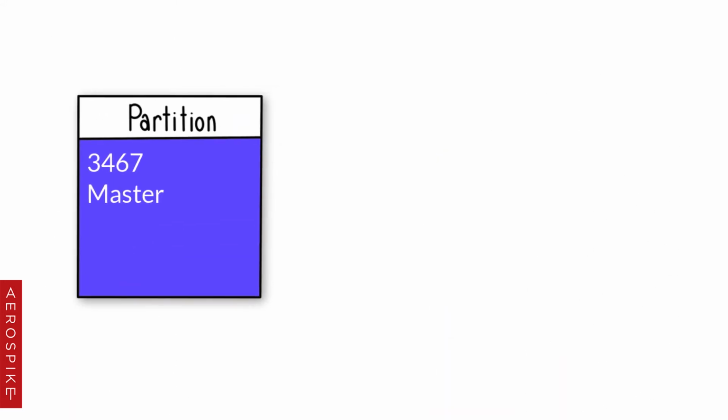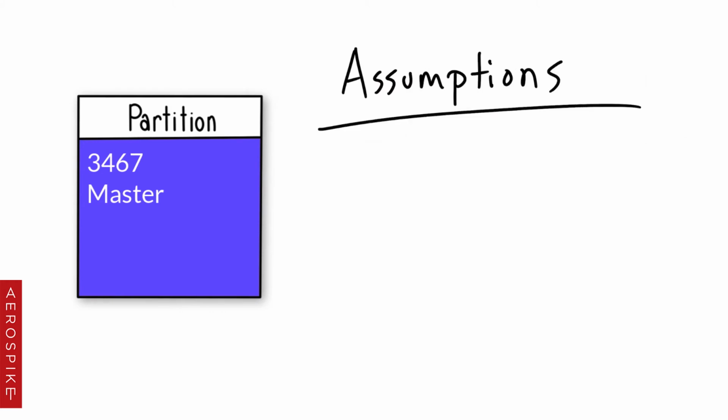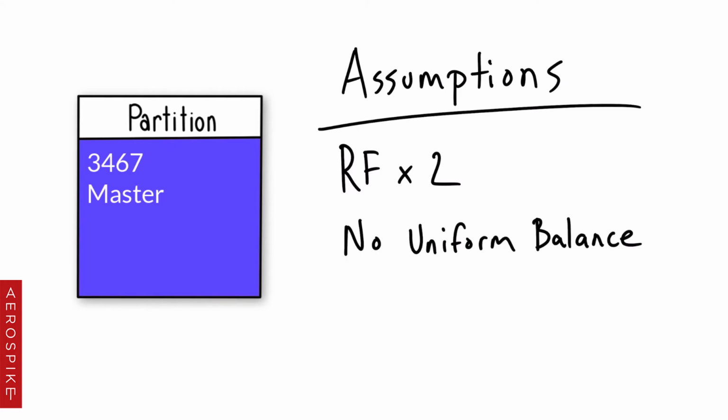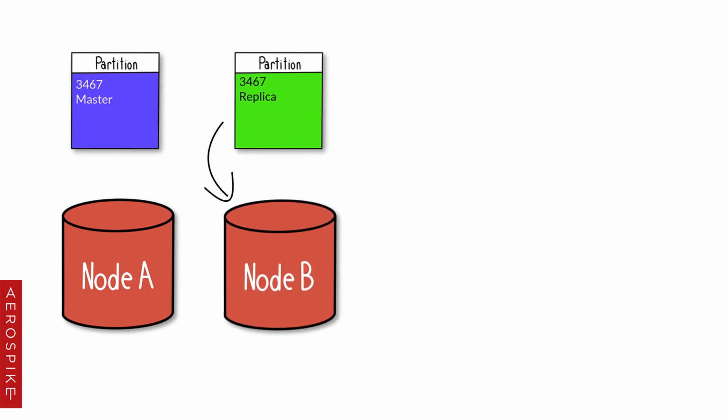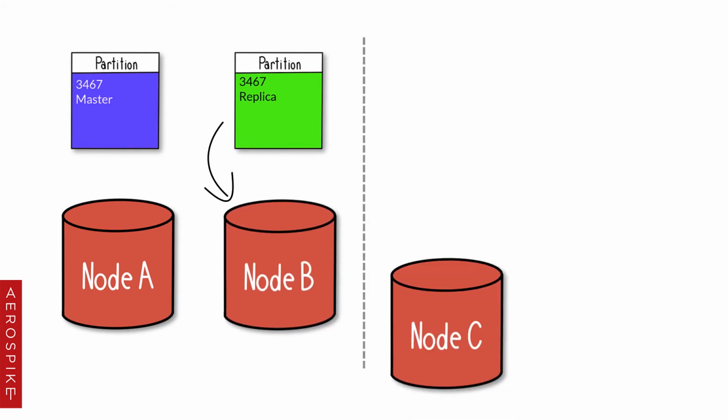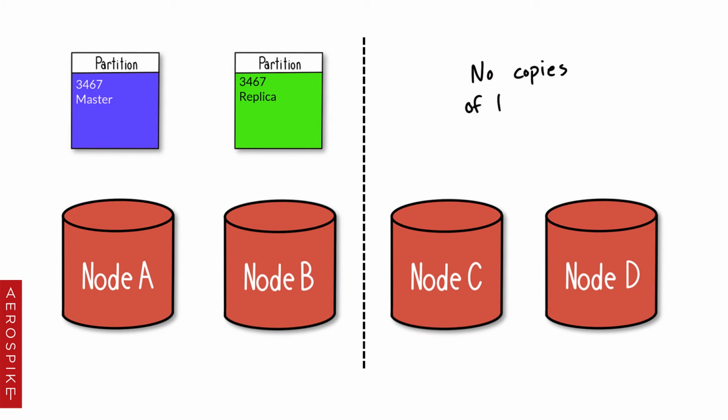Let's explore the succession list for a single partition with replication factor 2 as changes to the cluster occur. For the sake of simplicity, we'll assume that uniform balance is not affecting partition distribution and we're not using rack aware. In the cluster, node A owns the master copy of partition 3467. Node B owns a replica copy of the partition, and nodes C and D do not contain any records for the partition. This is our steady state.